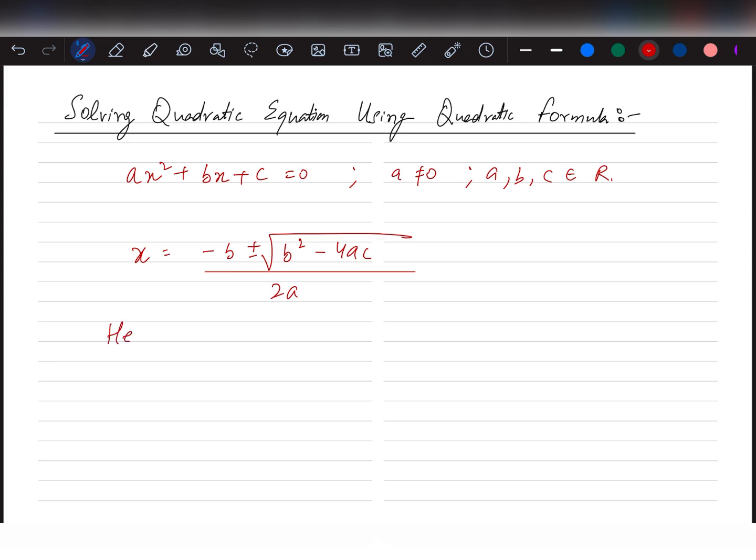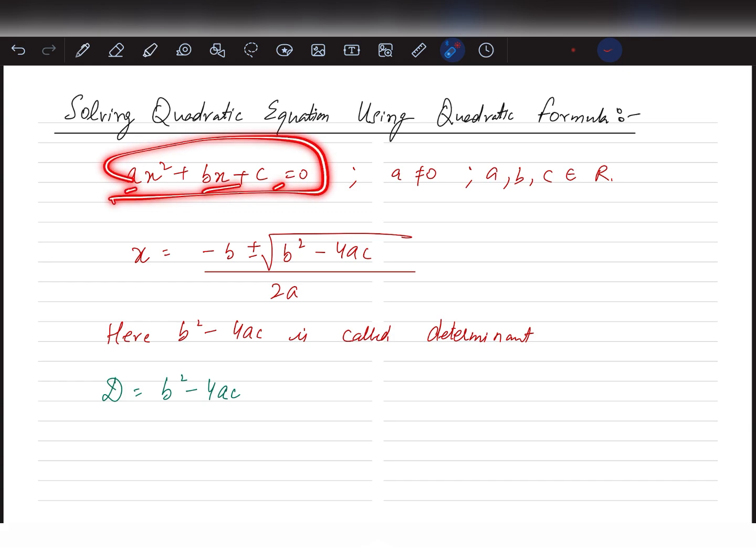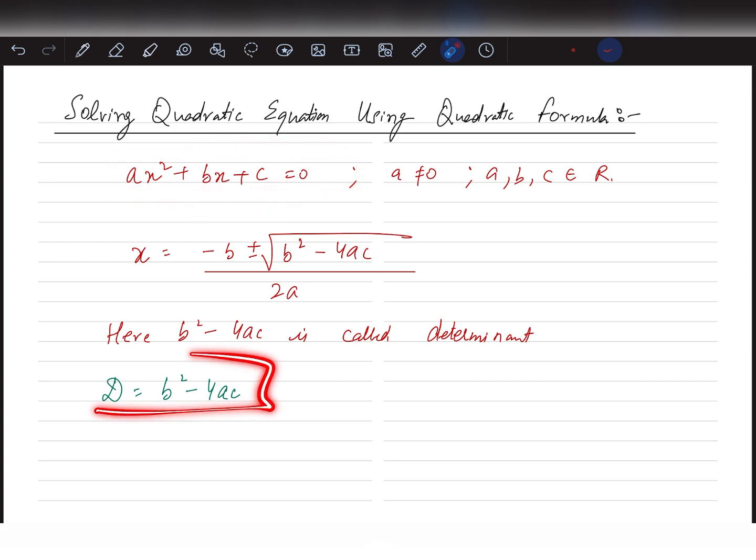Here, this b squared minus 4ac is called the discriminant, and we represent it with capital D. So capital D equals b squared minus 4ac, and we get the values of a, b and c from the general equation. We compare the equation given to us with the general equation, figure out the values of a, b and c, put them in, and figure out the value of the discriminant.